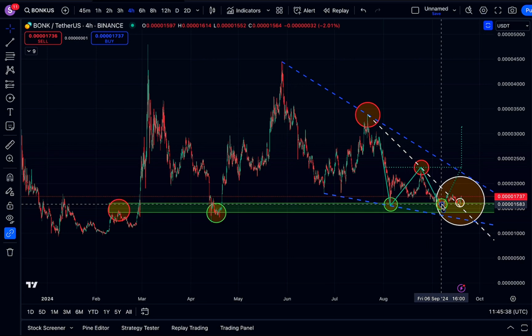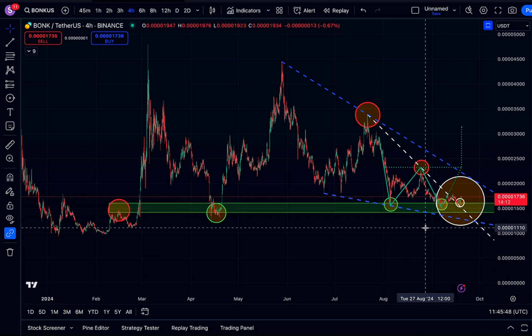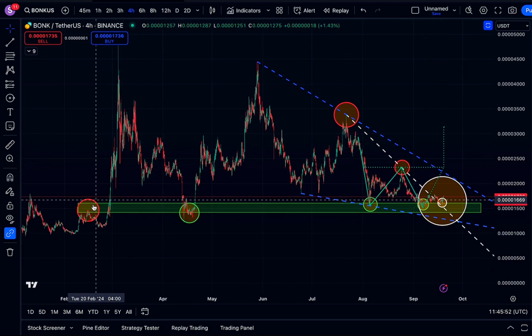Irrespective of what bonk is doing, I consider bonk to be bullish. But let me show you a more detailed explanation of why I consider bonk to be bullish. You can see this macro support.